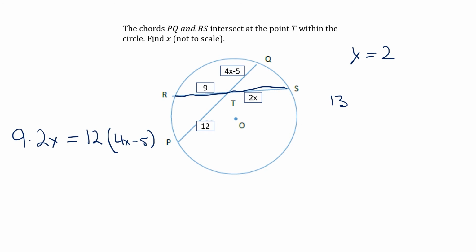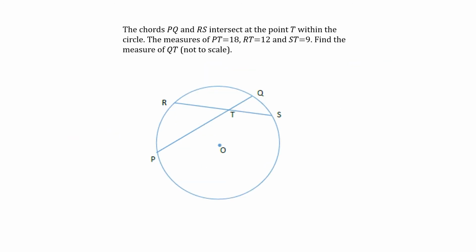But you got to make sure you're reading what the question is actually looking for, because they might put 2 as an answer choice, but they're actually looking for 13, which is also an answer choice. Just read the question carefully.